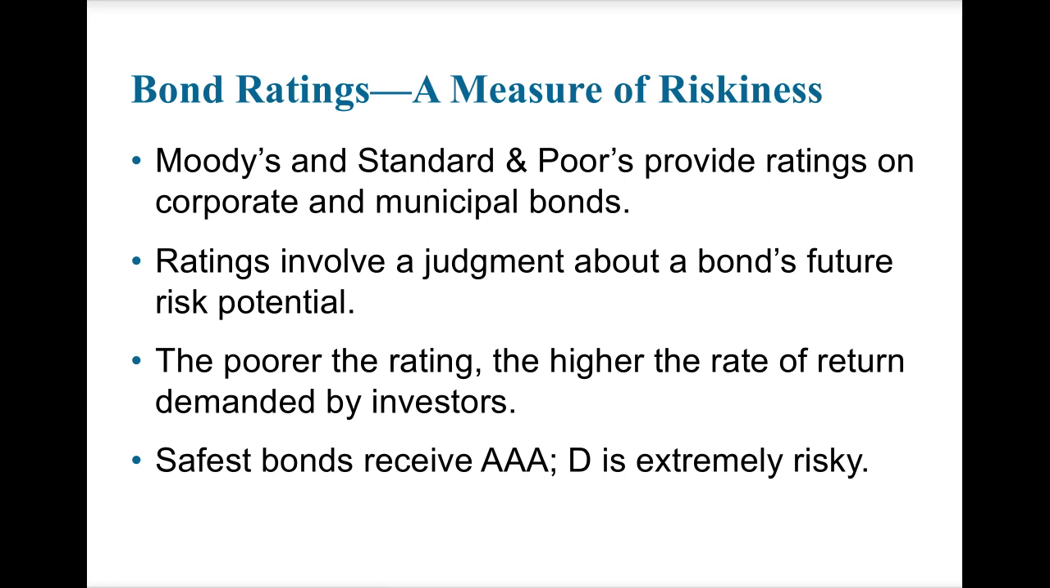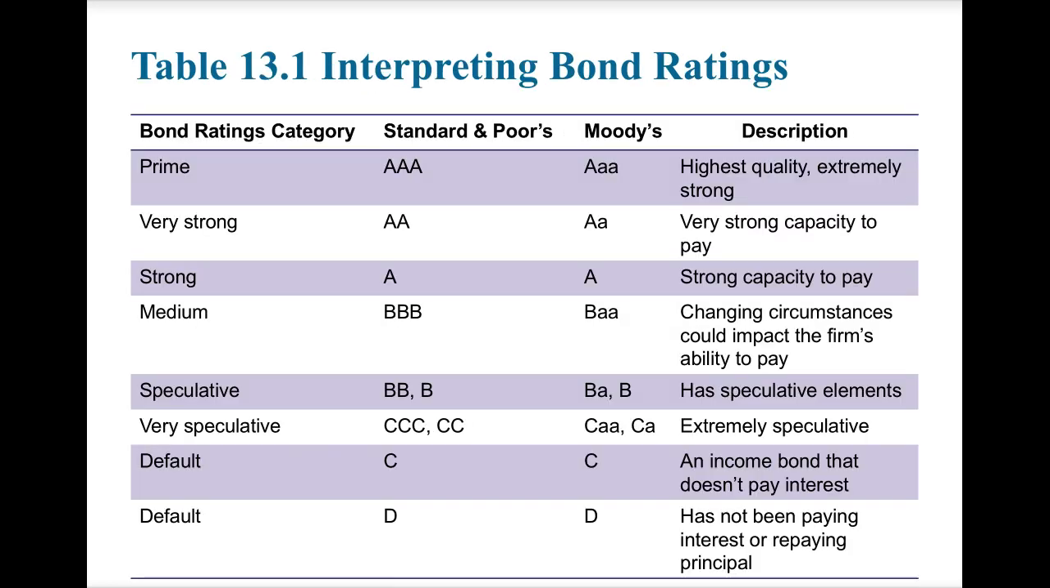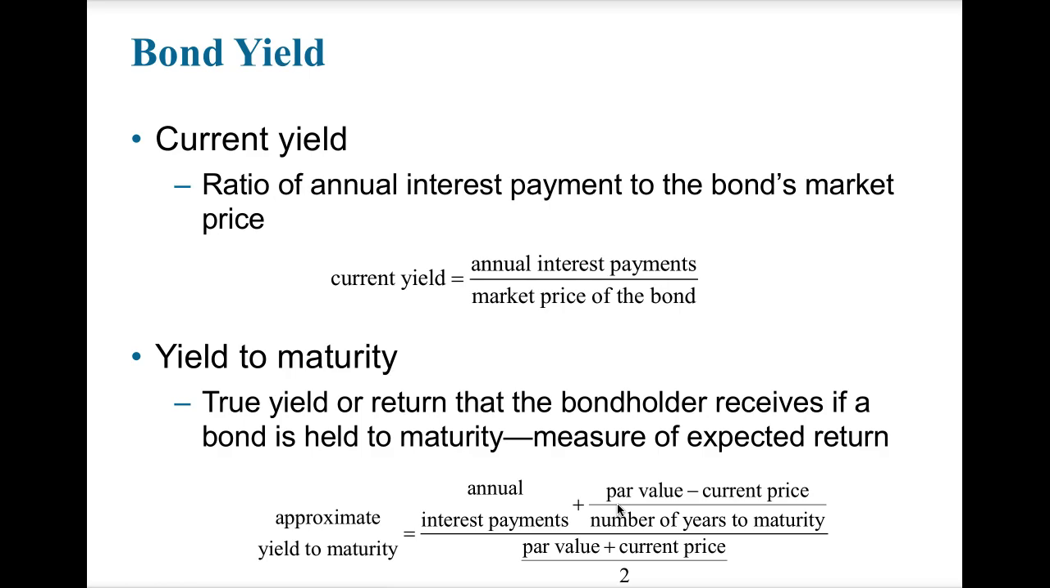Now these bond ratings are considered a lot more realistic. And this is a chart of the ratings, and the two companies have different but very similar ratings. One uses just all upper case, and one uses upper and lower case, but they are very similar. Okay, so current yield. Very simple here. Take the annual interest payments divided by the market price of the bonds, and you get the current yield.